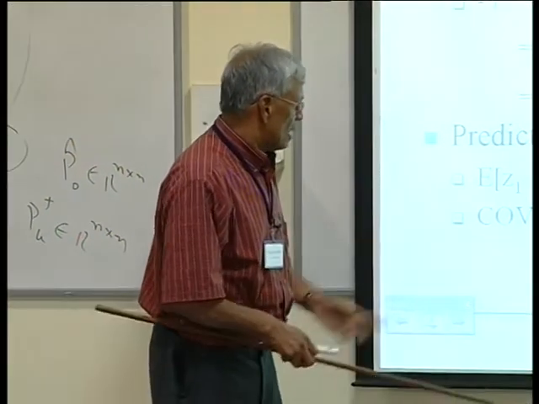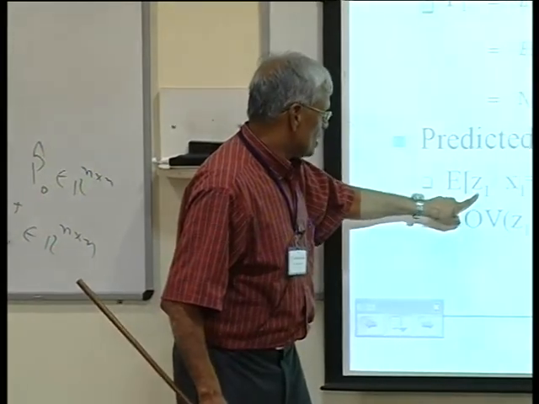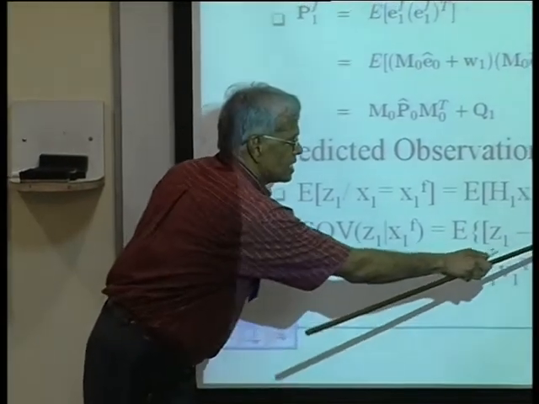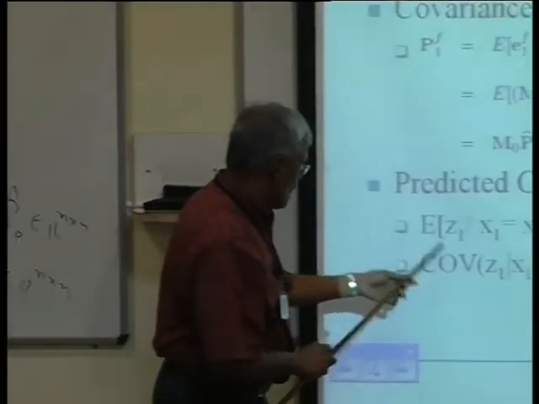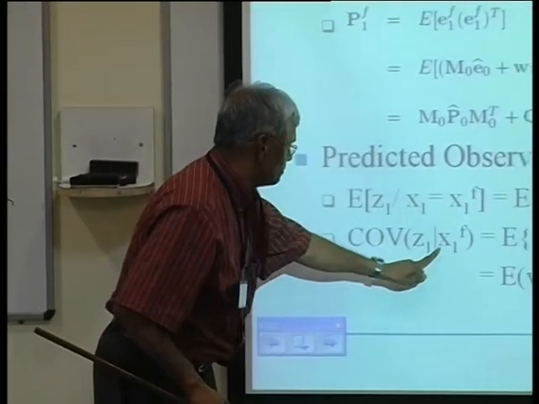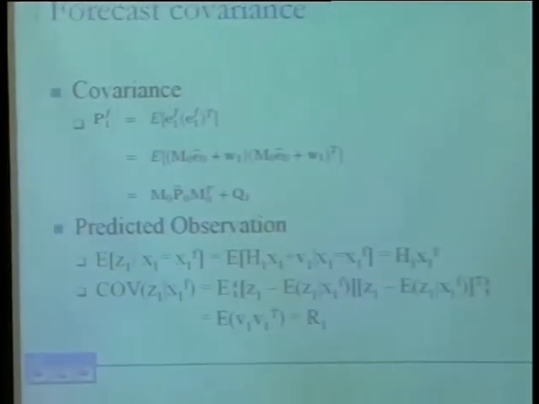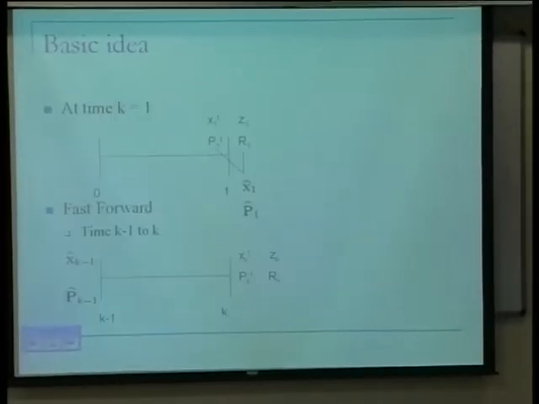I would like to now do one more calculation. What is the conditional observation given the state? You can see that is x_1^f. What is the conditional covariance of the observation given the forecast? That is R_1. That's very obvious, but it's good to do such arithmetic.